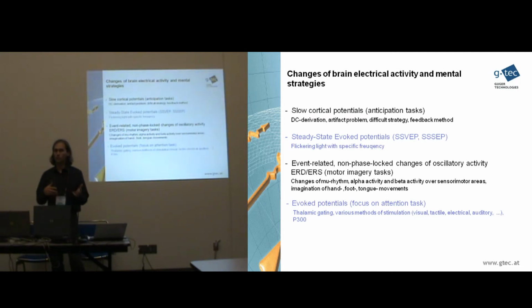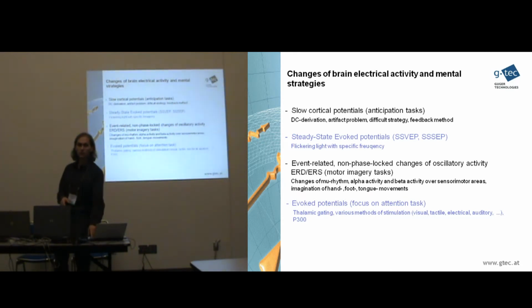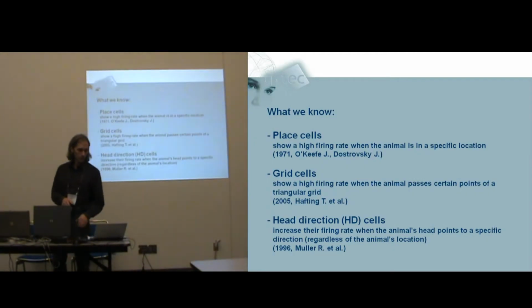So this is mostly motor imagination. If you think about your left or right hand, you can change the amplitude of the alpha and beta rhythms. And the last principle are the evoked potentials, where you can use, for example, a P3 evoked potential for spelling.